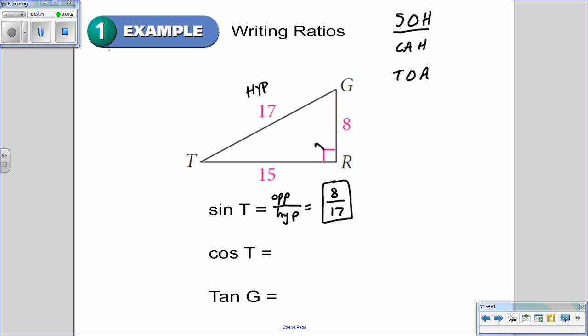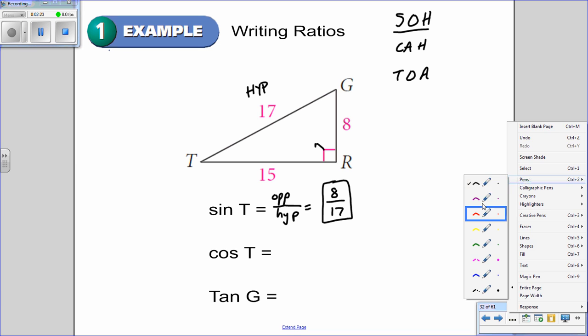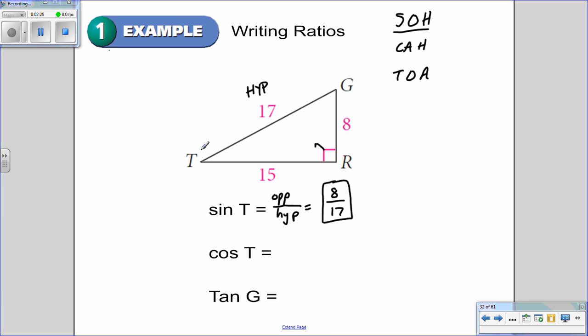The next one we're going to do is cosine of angle T. So again, here's angle T. Cosine is adjacent over hypotenuse. Adjacent means next to. So the side that is next to angle T is 15. And the hypotenuse is 17.